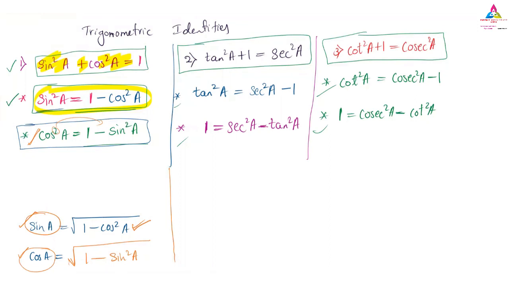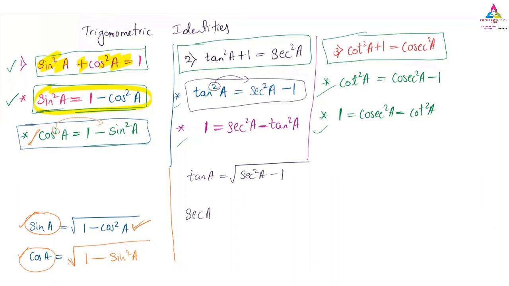That is nothing but we have here tan square A plus 1 is equal to secant square A. So I will ask you to convert tan A in terms of secant. Similarly, the square I am shifting to the other side, it will become square root of secant square A minus 1. Similarly, I will ask you to find secant A in terms of tan. What will be the answer? Secant A I want in terms of tan A.